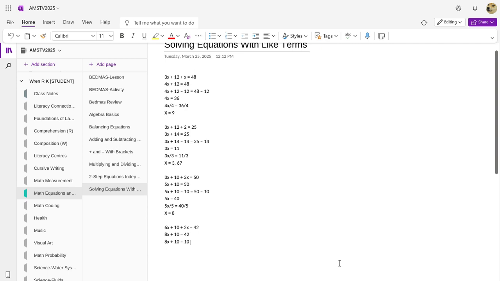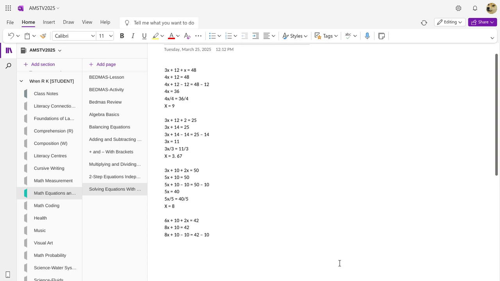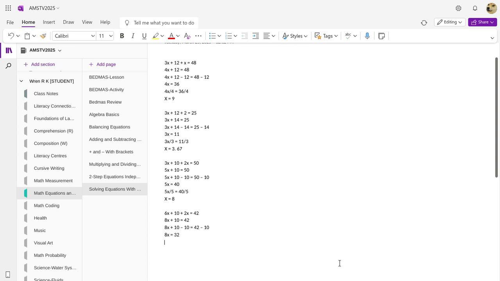10. What can I get rid of? The 10s. What am I left with on the left? Good job. 42 take away 10. What is 32. 32? And then we divided by 8. I was just confused on the first. Divided by 8.